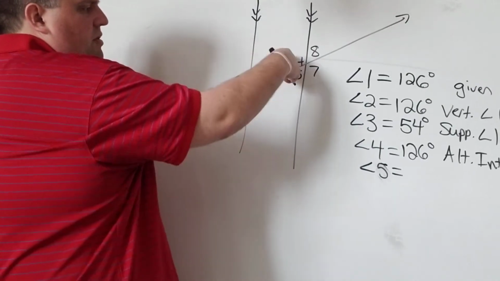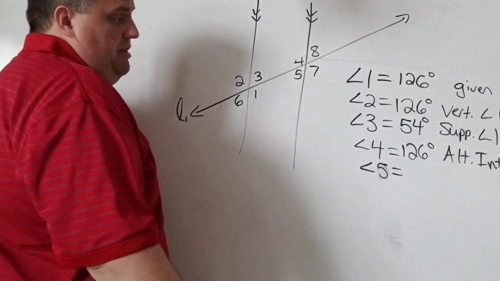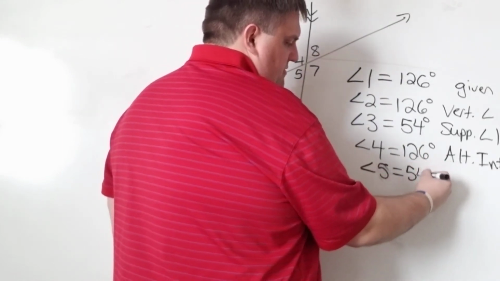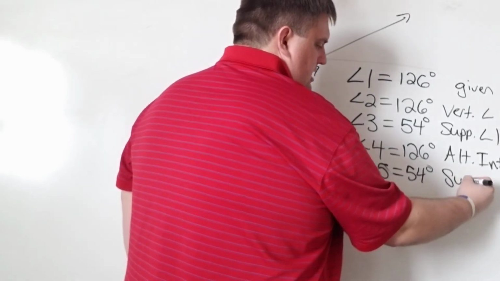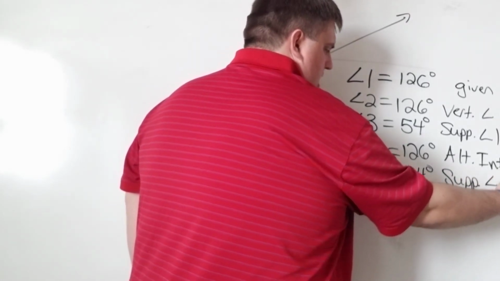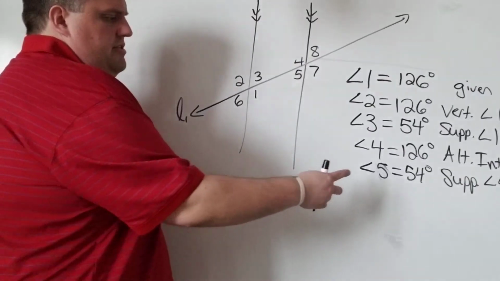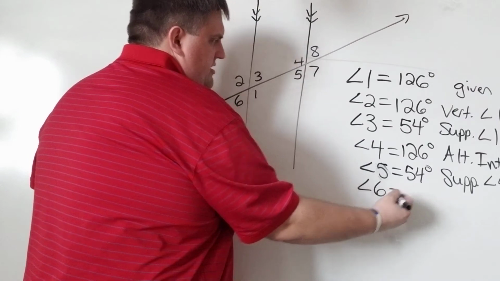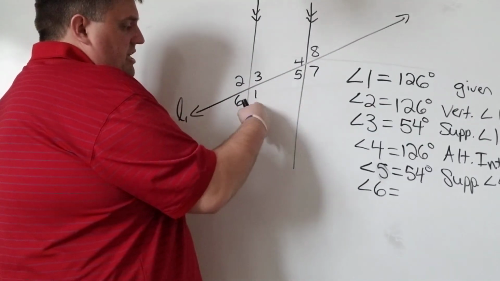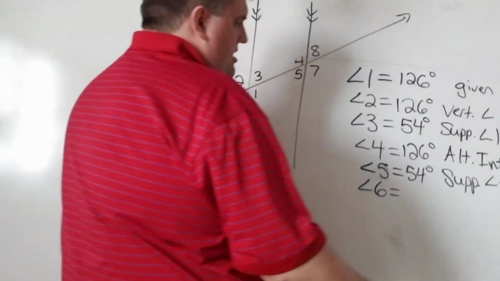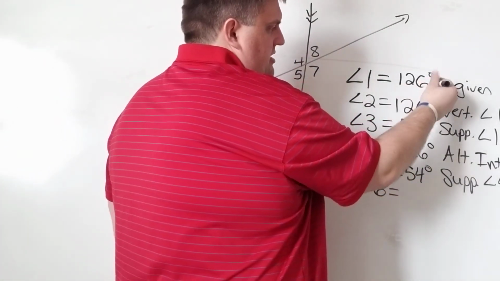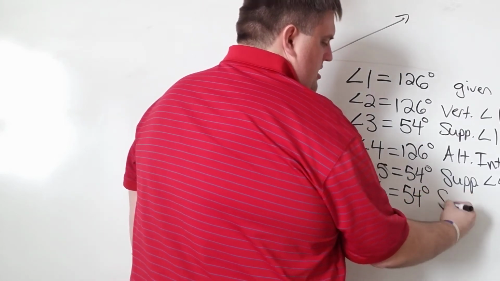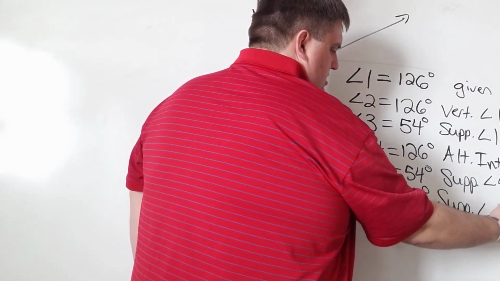So we know that 4 and 5 are next to each other. That means they're supplementary. So if it has to add up to 180, angle 5 would have to be 54 degrees because it's supplementary to angle 4. See how they add up to 180, right? All right, keep going. Angle 6 is supplementary to angle 1. We can use that. So it's not going to be 126, right? To add up to 180, it's going to have to be 54 degrees because it's supplementary to angle 1.